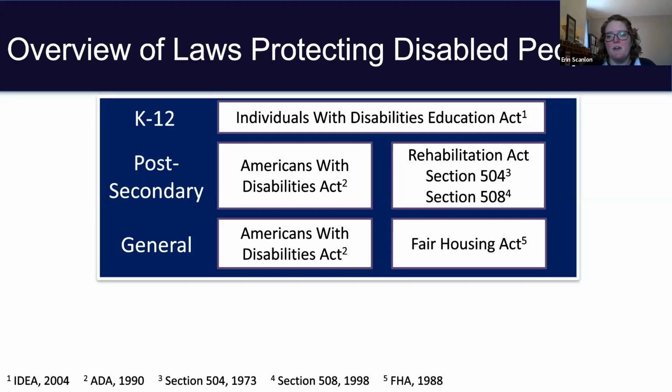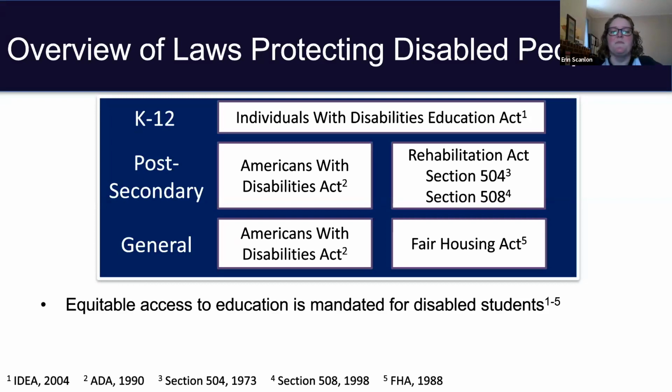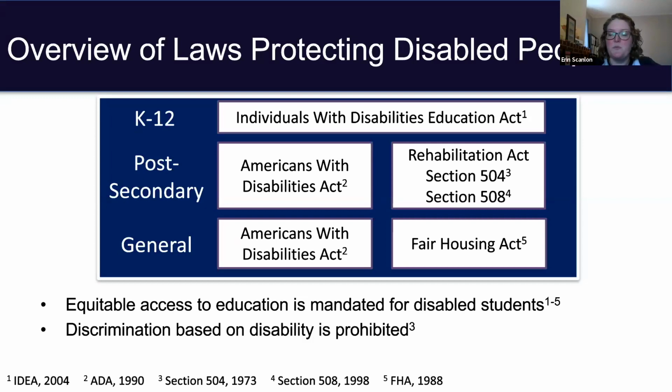However, we do have the Americans with Disabilities Act, or the ADA, as well as a couple of sections of the Rehabilitation Act that govern higher education. Specifically, they say that equitable access to education should be mandated for disabled students, as well as that discrimination based on disability status is prohibited. So we know that we can model disability using the social model.